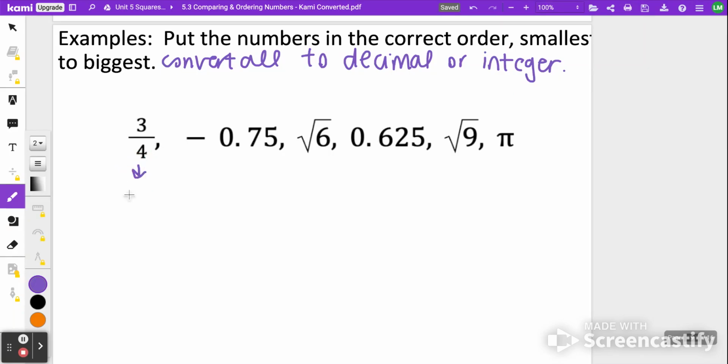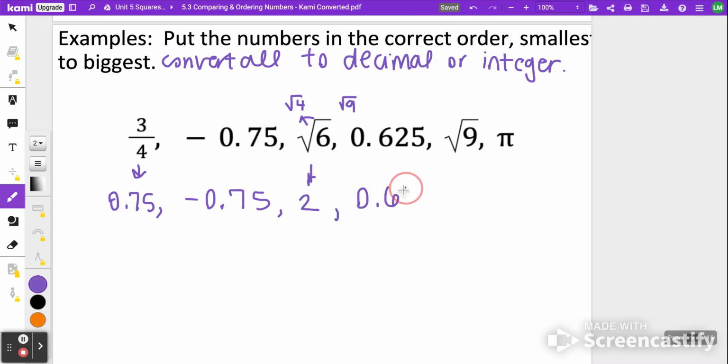Here we go. 3/4 is equal to 0.75. Then I have negative 0.75. The square root of 6 is not a perfect square. It is right in between the square root of 4 and the square root of 9. And since it's closer to 4, we're going to say it's probably closer to about 2. Okay, then we have 0.625. The square root of 9 is a perfect square. That's equal to 3. And then pi is a decimal, 3.14.